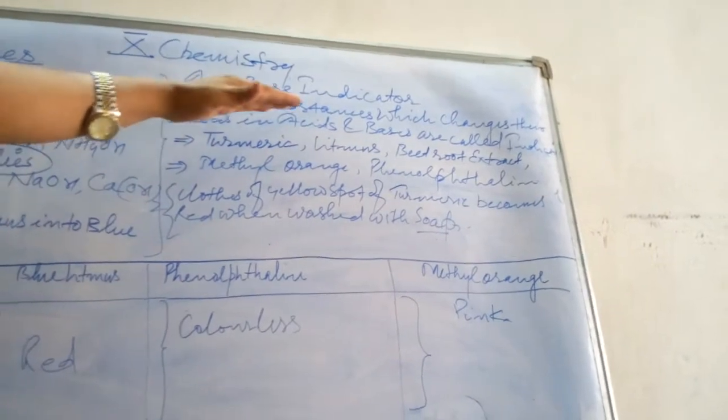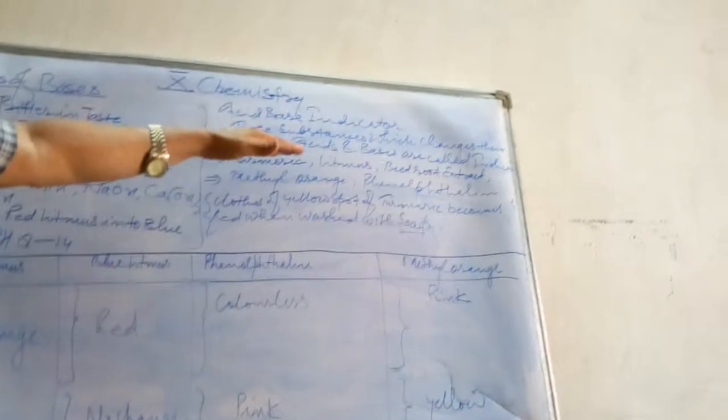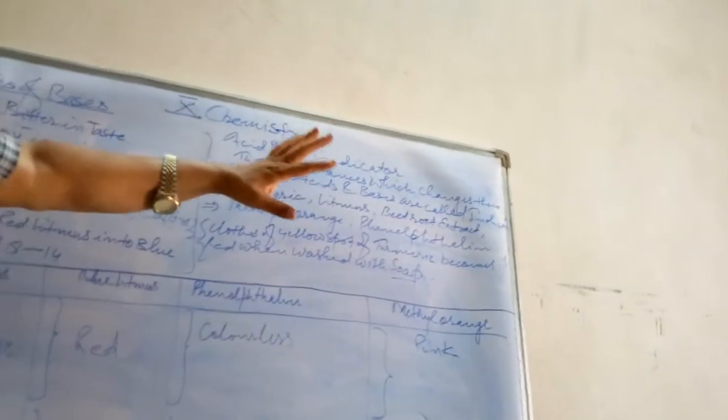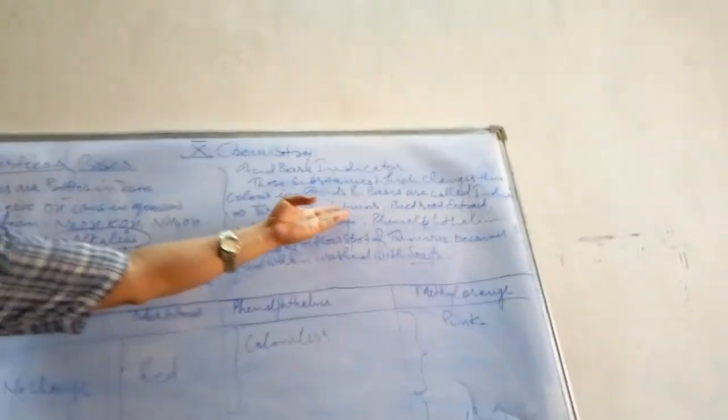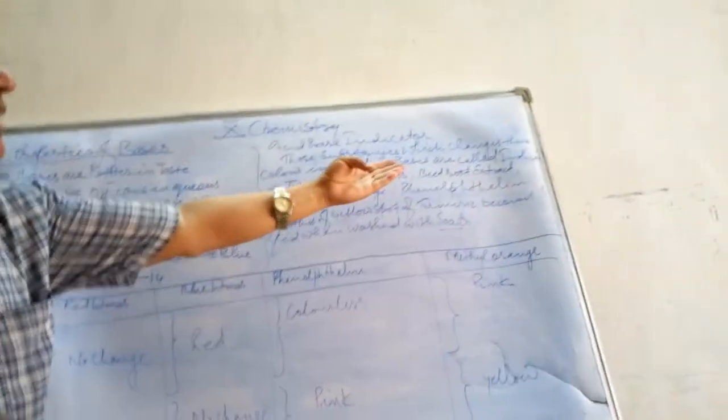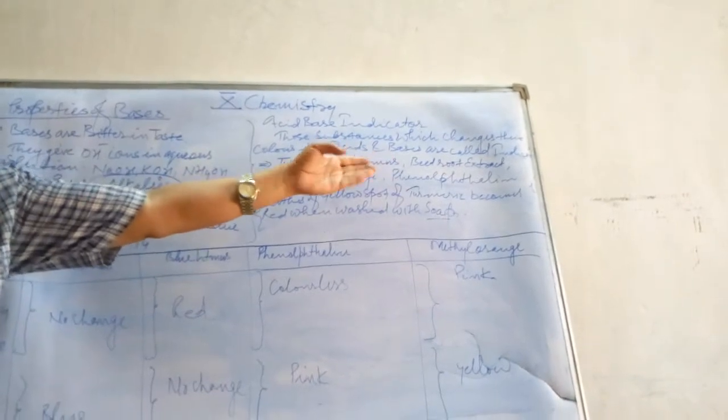Indicators are those substances which change the color in acids and bases. It is okay. You know, natural and artificial, two types of indicators are there. Natural indicators are turmeric, litmus solution and beetroot extract, and some others are there.